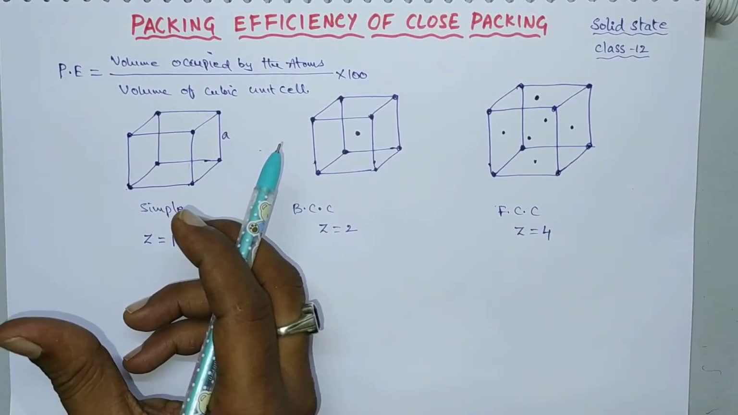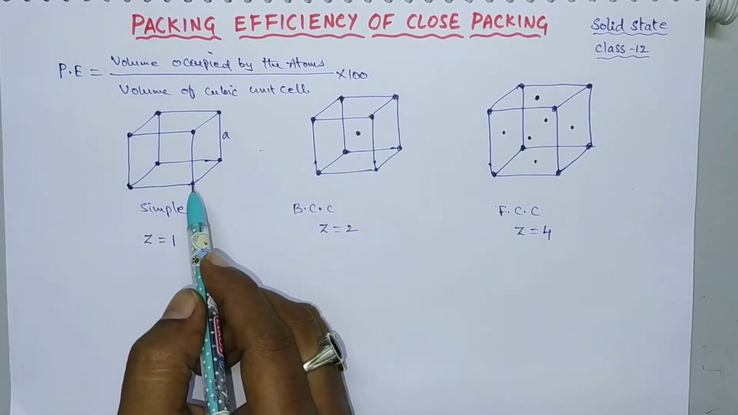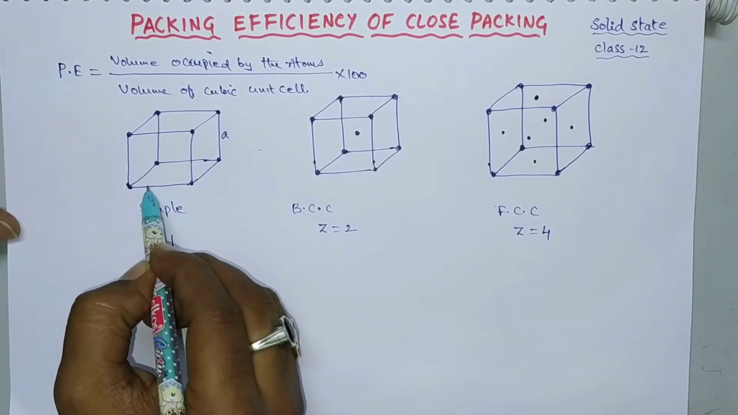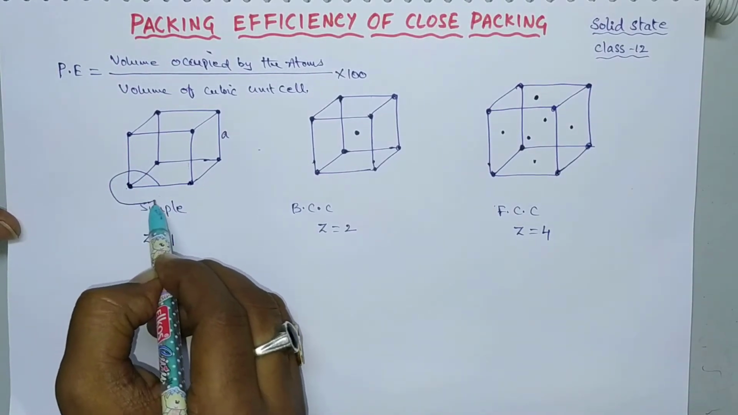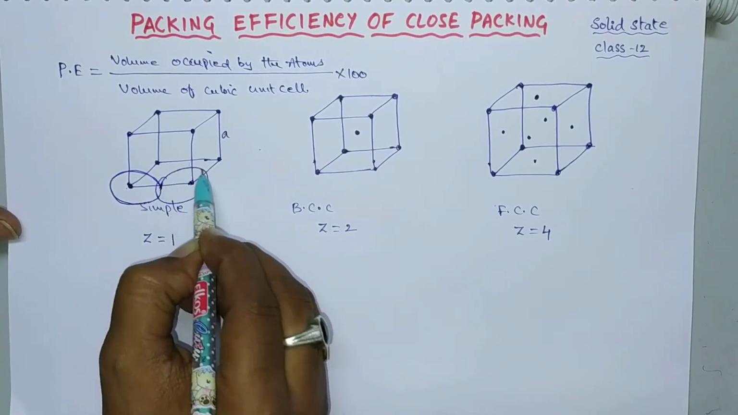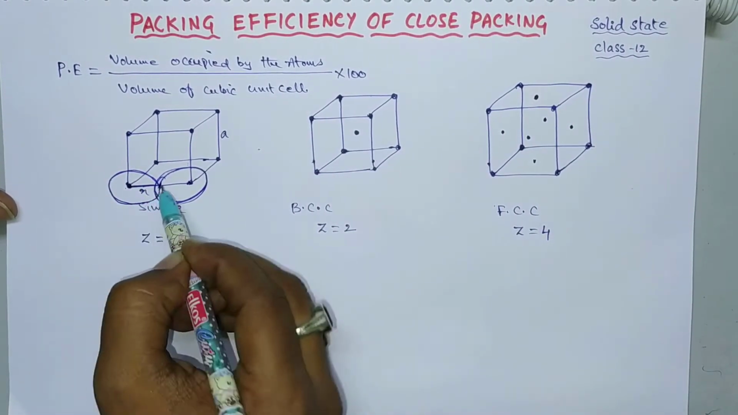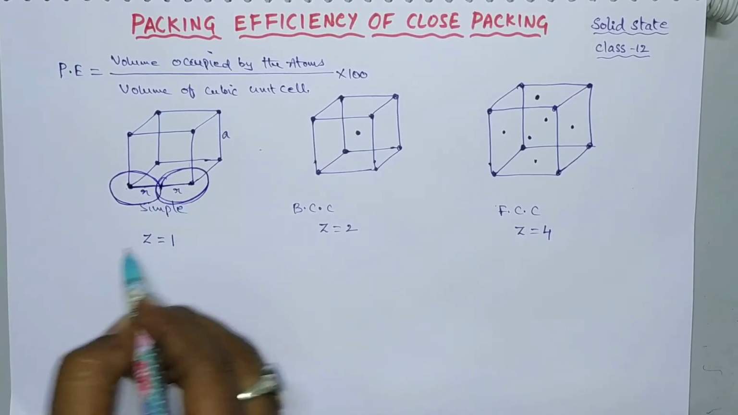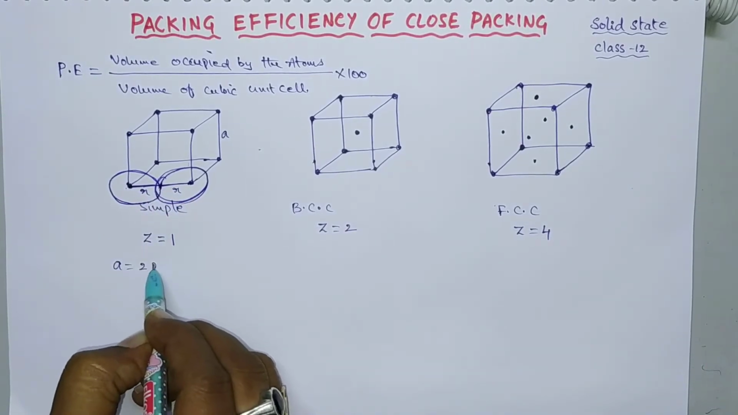So here, for our convenience, let us consider each atom as one sphere. In the case of a simple cube, the atoms present at the corners will touch each other. So here it is one sphere and here it is another sphere. This is the radius of one sphere, this is the radius of another sphere. So the edge length A will become 2r. Edge length A is equal to 2r.